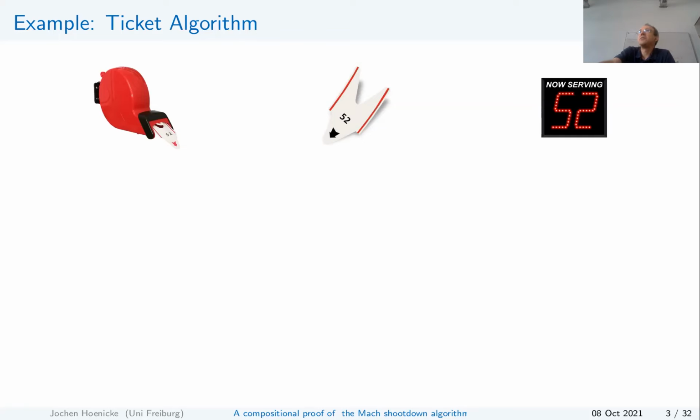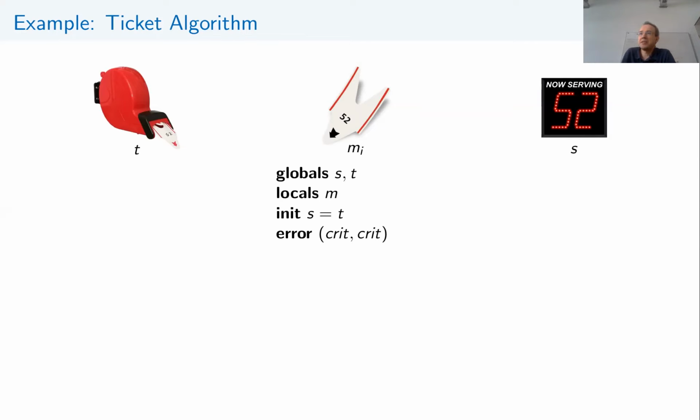This algorithm can be very easily implemented in this kind of thread template. We use two global variables, S and T. S is the number that is displayed on the now serving display, and T is the next ticket number that is given by the ticket dispenser. Then there's a local variable. Every thread has its own copy of this variable, and this is the number on the ticket that the thread has taken. The initial condition is that S and T are the same number, because otherwise the system wouldn't be safe, or it wouldn't work at all.